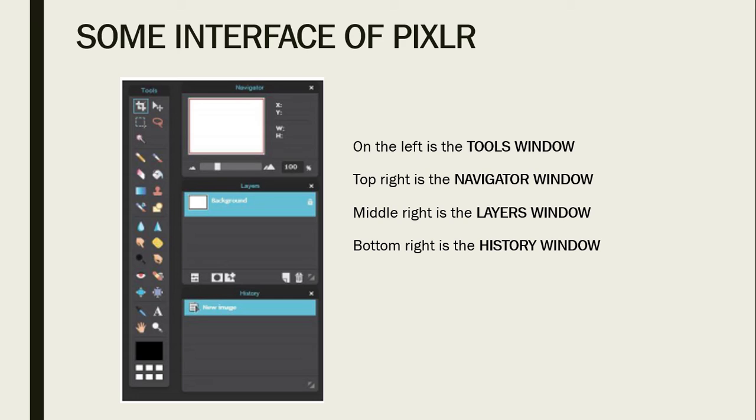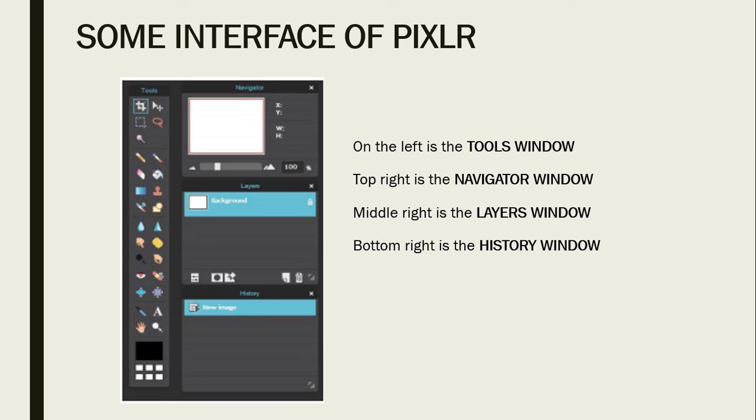Top right is the Navigator window. This window allows you to zoom in and out on the canvas as well as help you move around to different parts of the image as you're zoomed in. This is useful for doing detailed work where you need to be zoomed in extremely close.